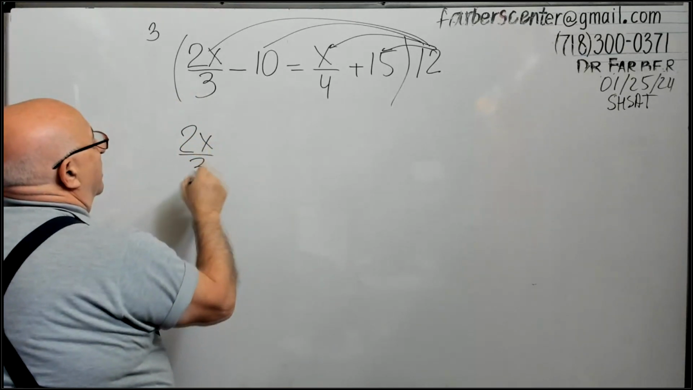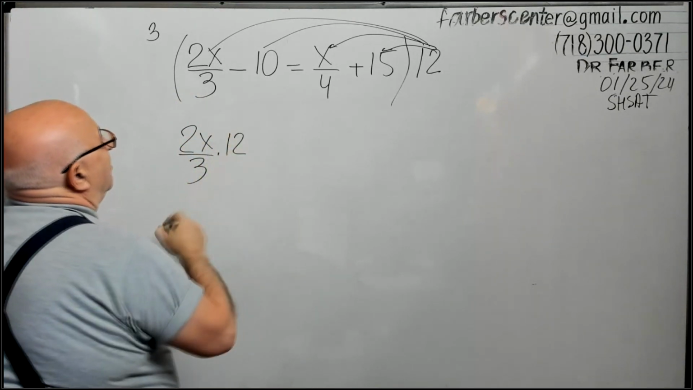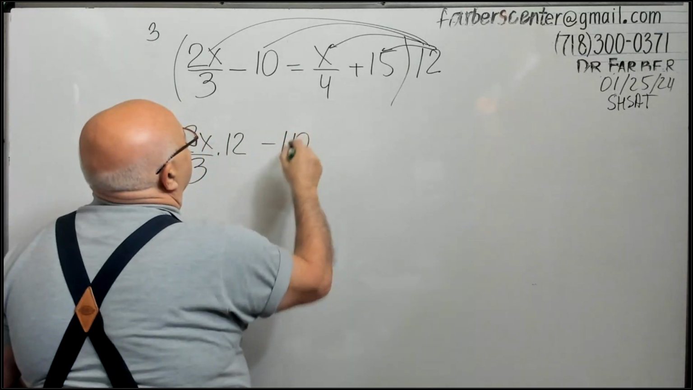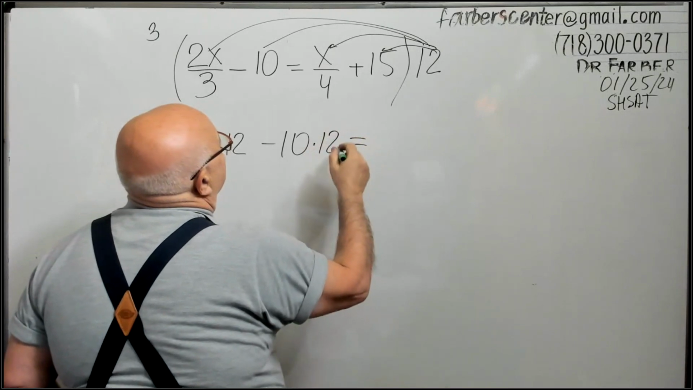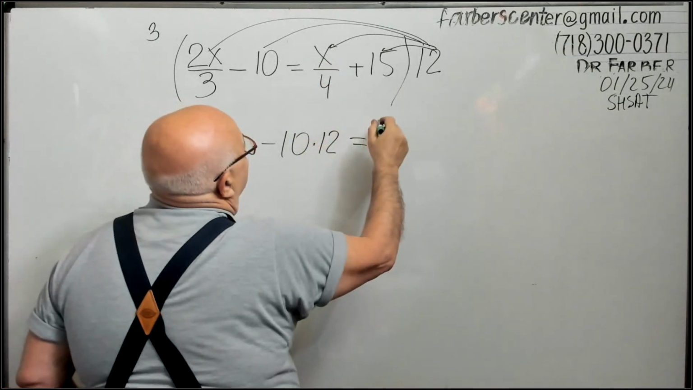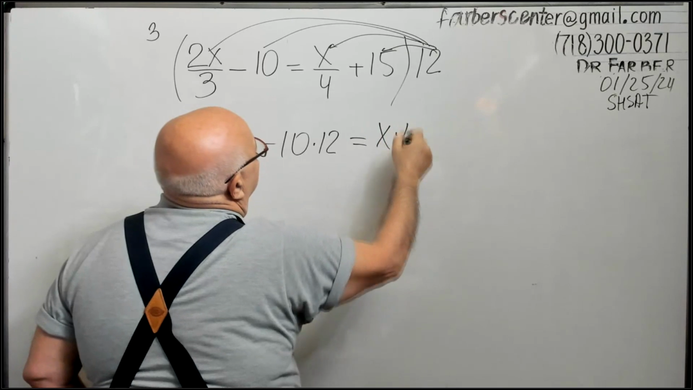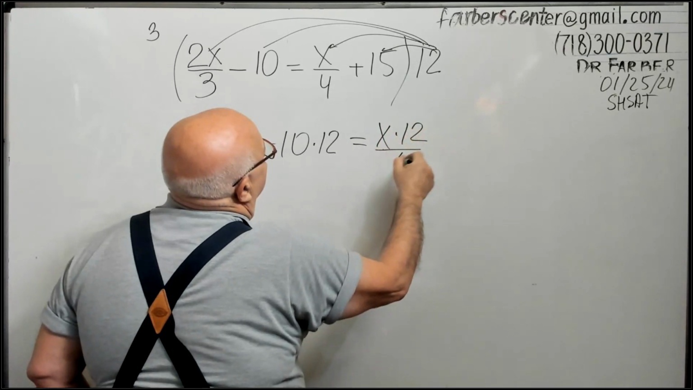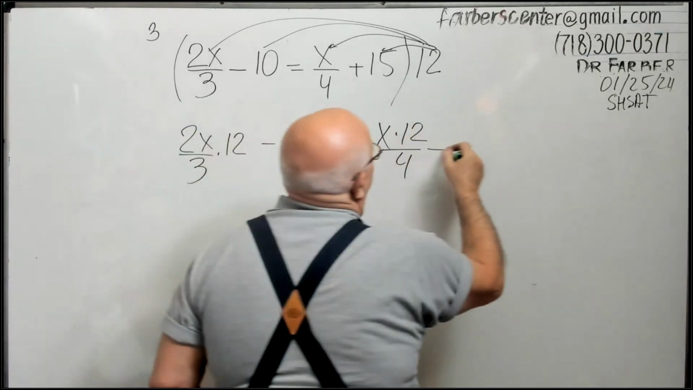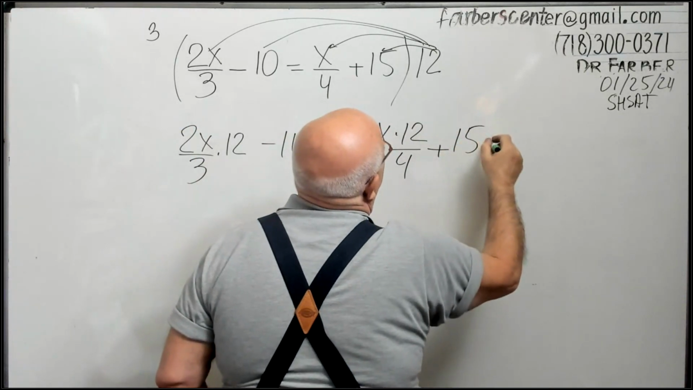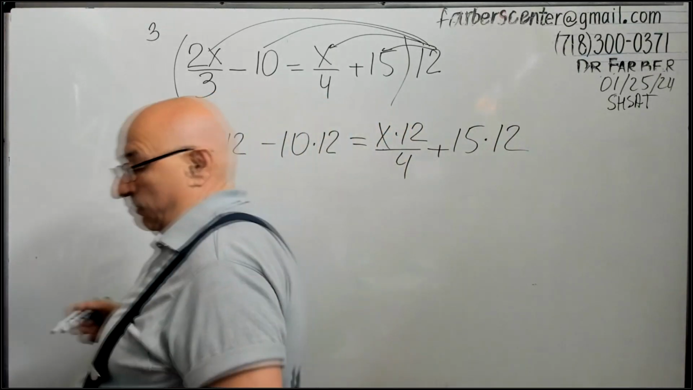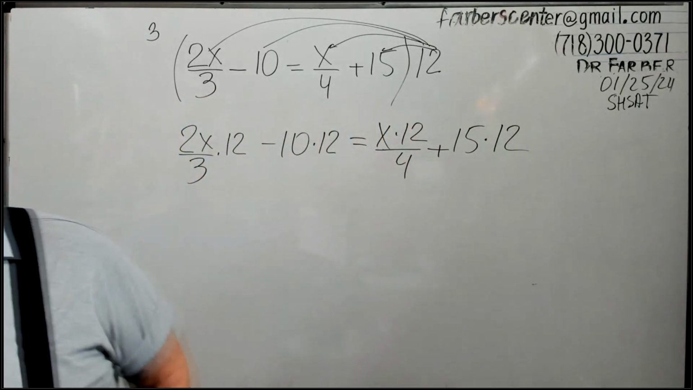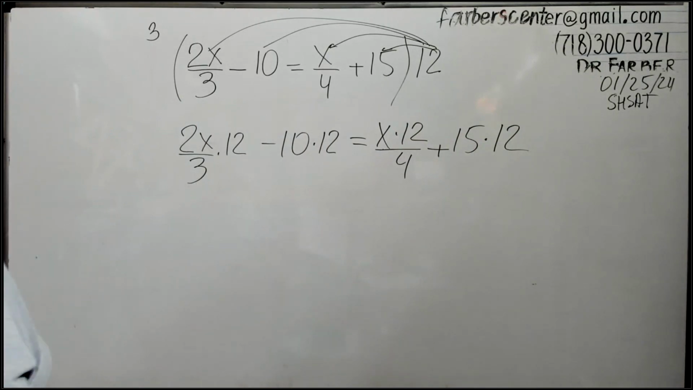2x over 3 times 12, minus 10 distributed times 12, equals x times 12 over 4, plus 15 times 12, without thinking. Okay. Understand everything up to this point? What am I doing? I'm going to get rid of this, what?